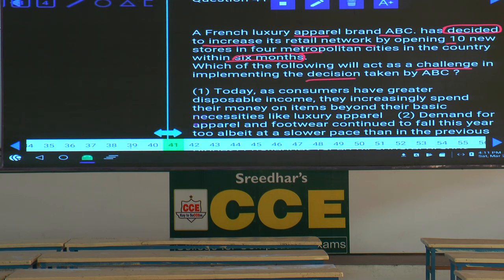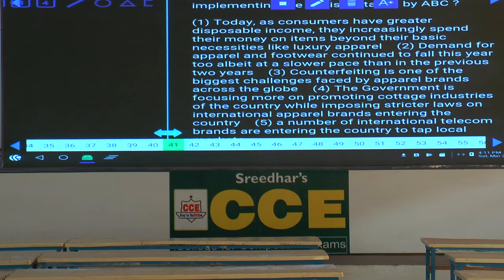What is the decision here? To launch 10 stores in 4 cities in the next 6 months is their task, isn't it? Then implementing the decision taken by ABC. Checking 1, 2, 3, 4, 5, which among the following statements will not help them to launch this peacefully? Now the first one: today consumers have greater disposable income and increasingly spend their money on it. Here he is talking about the purchasing power of the people, but he is not discussing anything about a smooth way of launching these stores, isn't it? Hence, this is ruled out.